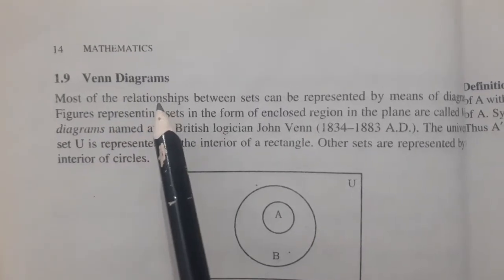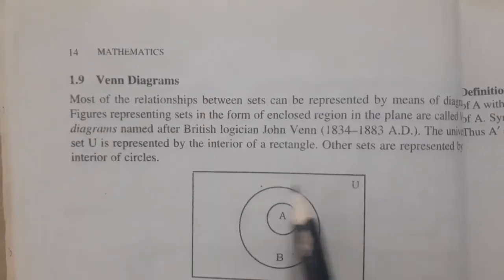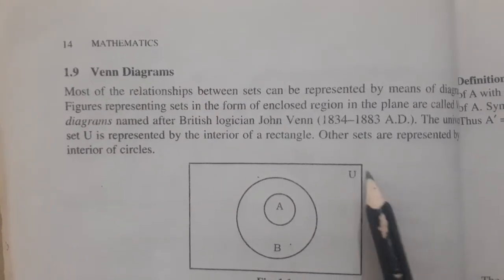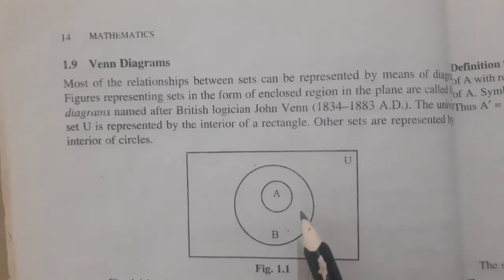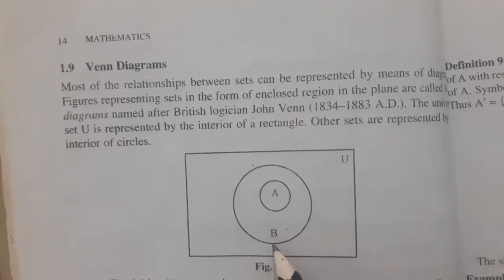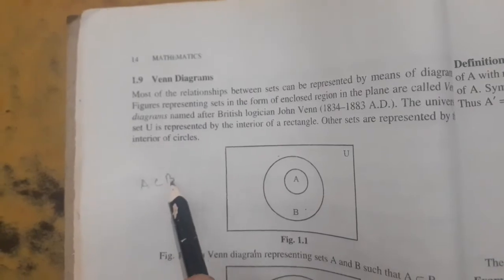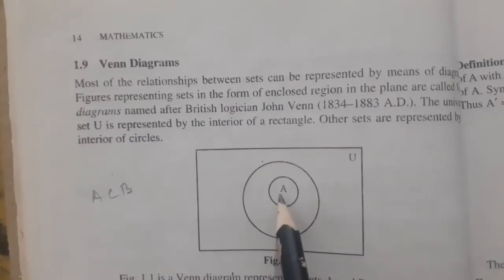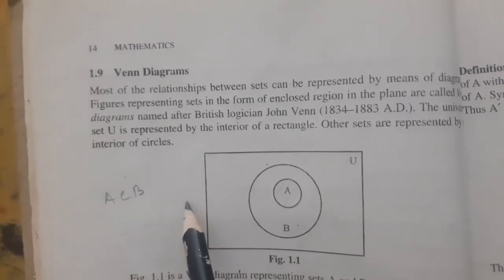Now see, we can represent a set with the help of a Venn diagram. How can we represent it? Generally, we take the universal set as a rectangle. This rectangle represents the universal set. Now see, two sets are given, set A and set B. Here we can say A is a subset of B. How can we say A is a subset of B? If all the elements of A belong to B, this implies that A is a subset of B.